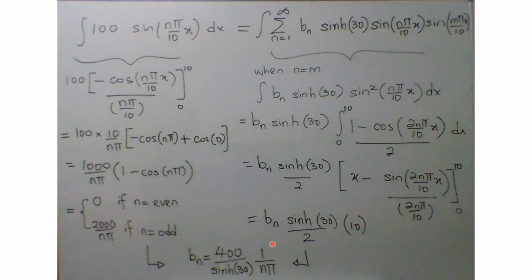So you rearrange so that you have Bn equals 400 divided by sine 30 times 1 over n pi. So these are the coefficients that you want for the function representing the temperature in the metal plate.